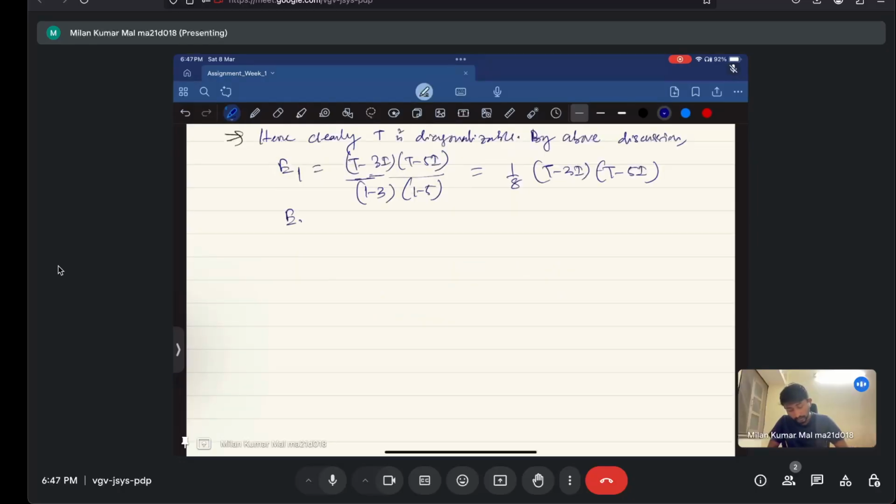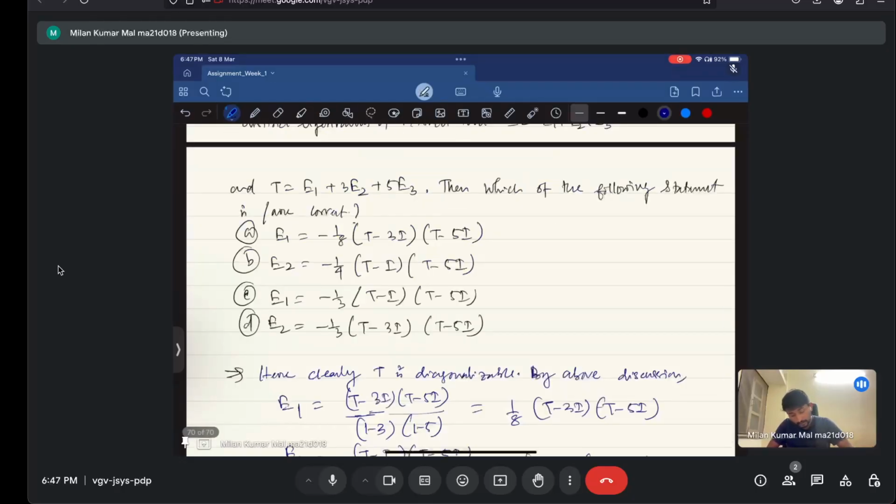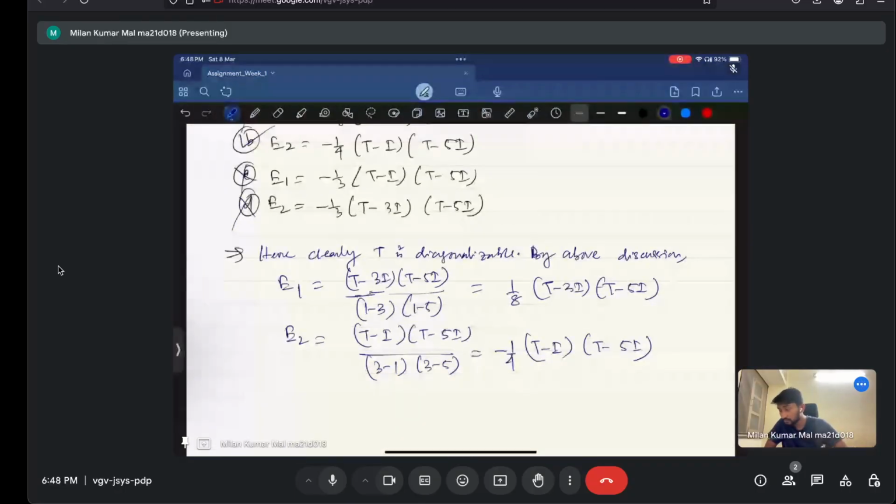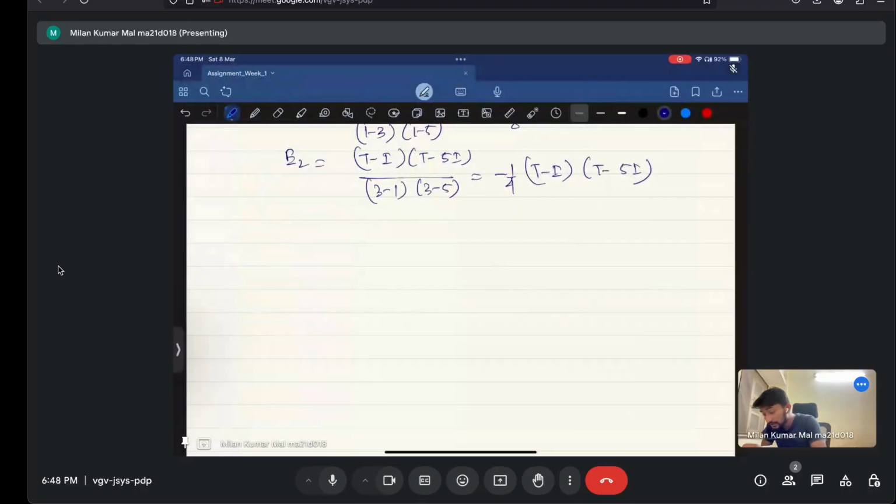So what is E2? E2 will be (T minus identity)(T minus 5 times identity) by (3 minus 1)(3 minus 5). So this is 3 minus 5 equals minus 2, 3 minus 1 equals 2, giving minus 1 by 4, (T minus identity)(T minus 5 times identity). So this option is correct. E1 is false, so option B is the only correct option. Okay. Now we'll do another question.